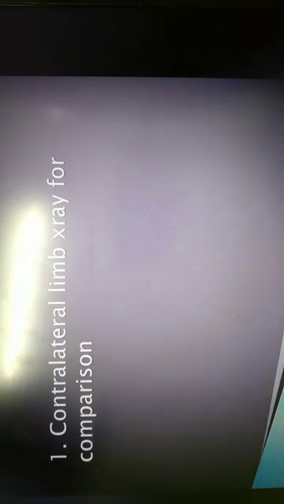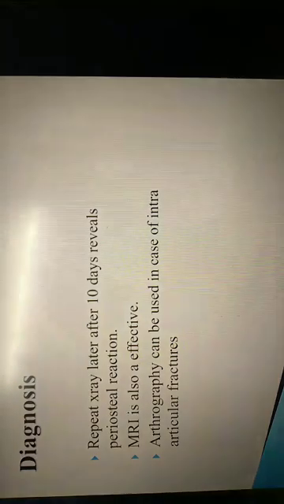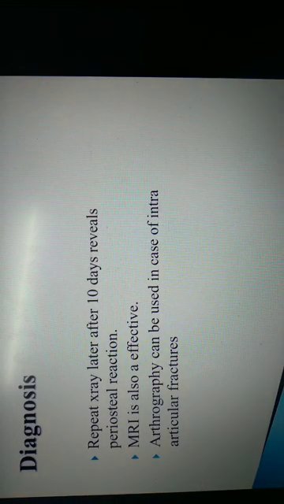Different rules to follow during evaluation. The first rule when dealing with pediatric physeal injuries is to take a contralateral limb X-ray for comparison. We should always do it along with the affected limb. Second, immobilization of the affected extremity with a slab. How will you diagnose? A repeated X-ray later, after 10 days, reveals periosteal reaction. MRI is also effective. Arthrography can be used in case of intra-articular fracture.